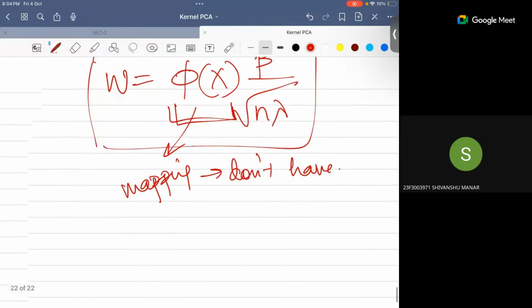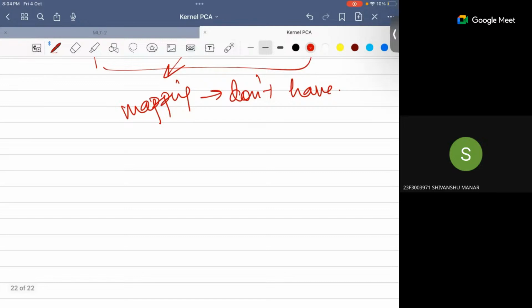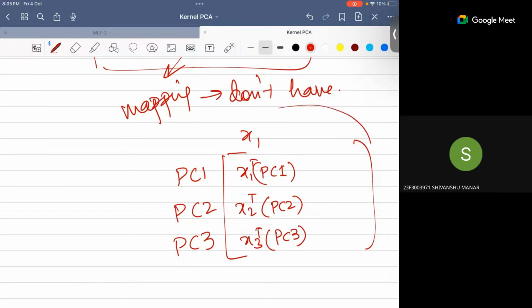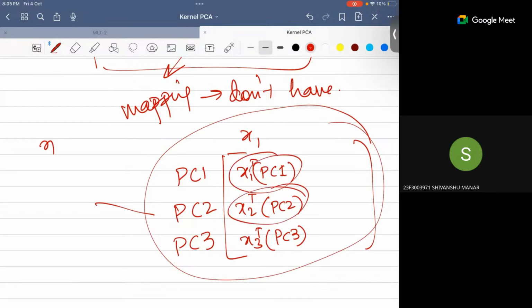But one thing we can do. When we were applying PCA, what were we storing? If we apply PCA with PC1, PC2, PC3, for each data point you were storing the scalar projection: X1 transpose PC1, X2 transpose PC2, X3 transpose PC3, correct? In the end you were just storing this, because now you came from n dimensions to 3 features, and you were storing the scalar projection of each vector on principal components PC1, 2, 3.